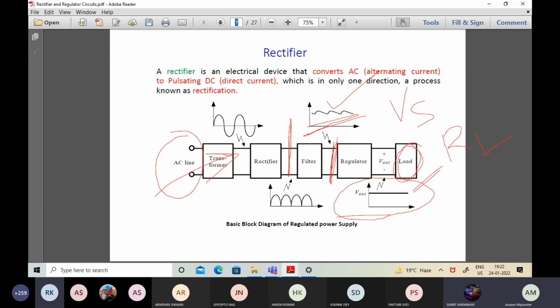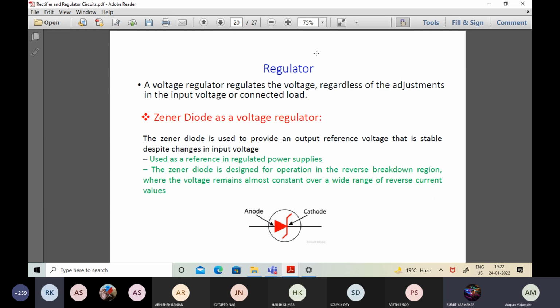Okay, so let me get to that page. Yeah, regulator. That has been clearly mentioned in the statement given at the top, that a voltage regulator regulates the voltage regardless of the adjustments in the input voltage or connected load. That is what I was basically saying. Regardless of the input voltage Vs or the connected load RL, the voltage regulation will be more or less fine. Output will not vary too much. That is ultimately the idea of a regulator.